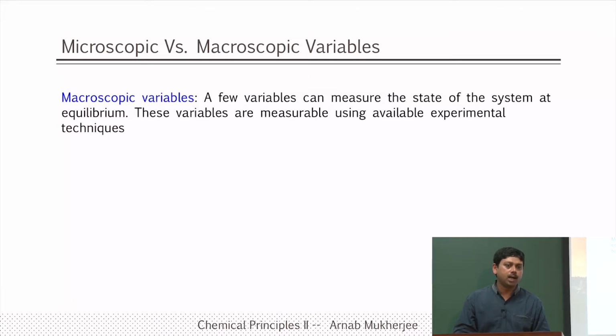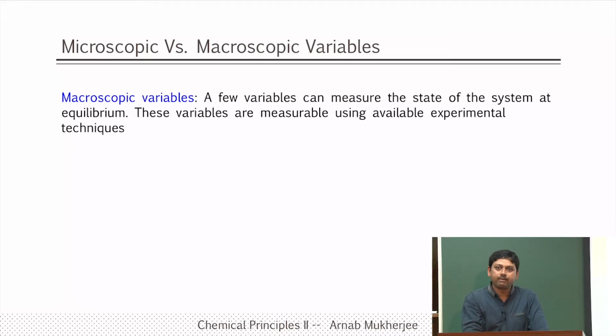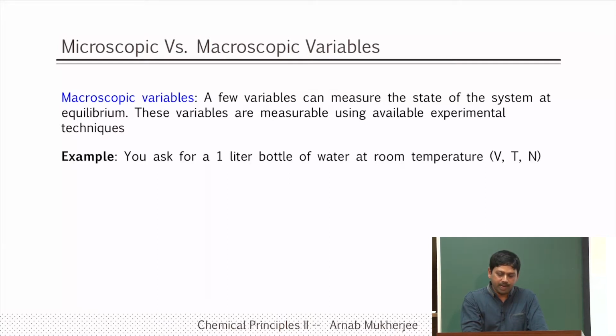So, let us say if I go and ask in a shop to give me 1 liter of water at room temperature. What are we specifying there? We are specifying the volume, we are specifying the room temperature, which is temperature, and we do not have to specify it, but it is quite understood that we are also specifying the atmospheric pressure. So, we are already specifying three different macroscopic variables. What we are not specifying is the enormous number of microscopic variables that are hidden within this fixed value of the macroscopic variables. What do I mean by that?